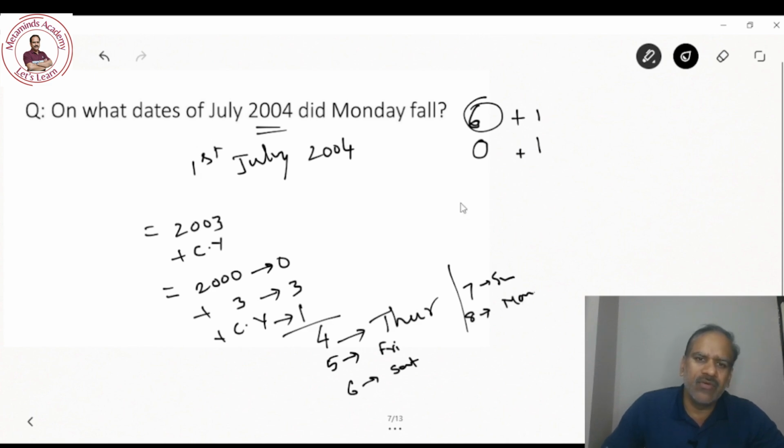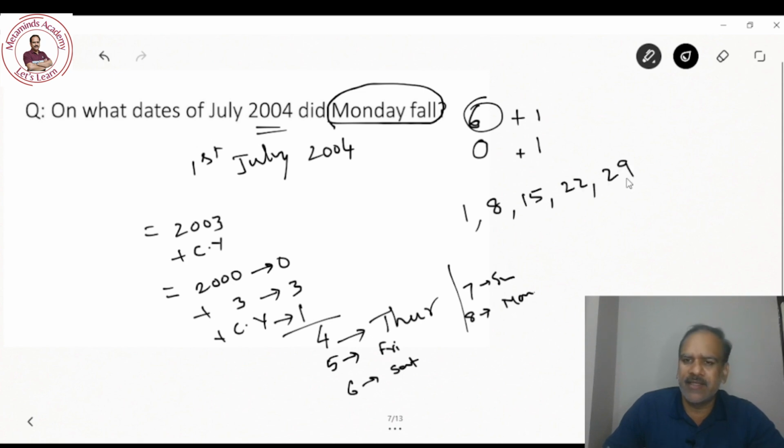Right? So we are asked to find on what dates Monday falls. 1st, 8th, 15th, 22nd, and 29th. These are the dates Monday falls on in July 2004.